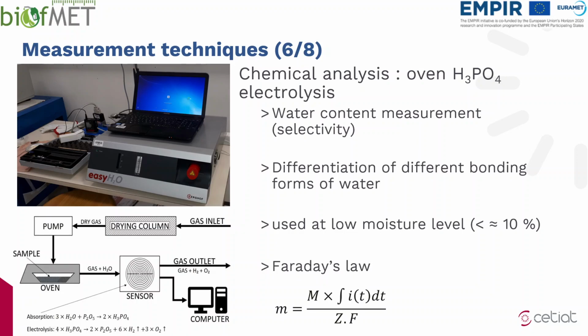Electrolysis of H3PO4 is typically used for measuring low levels of moisture, usually below approximately 10%. Faraday's law is directly related to this method, as it describes the relationship between the amount of electric charge passed through an electrochemical cell and the amount of material being dissolved at the electrodes. In this method, Faraday's law is used to determine the amount of water in the sample based on the amount of electric charge passed through the cell during the electrolysis.